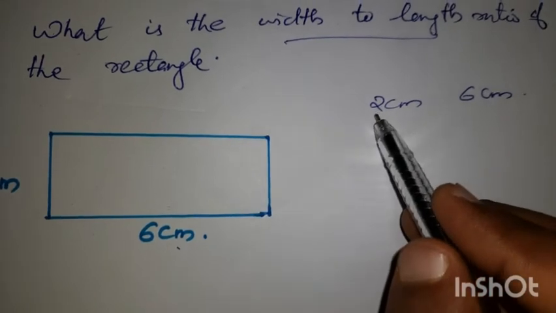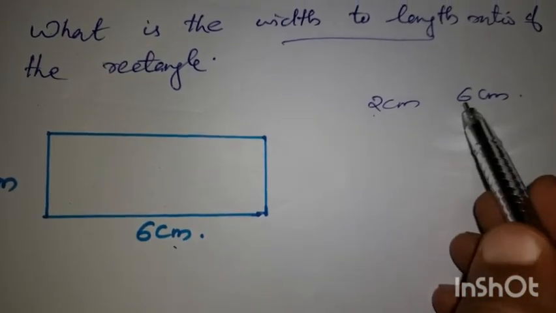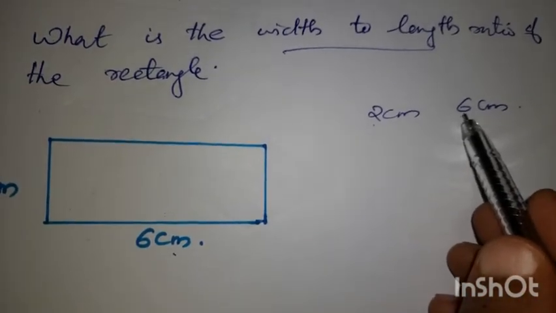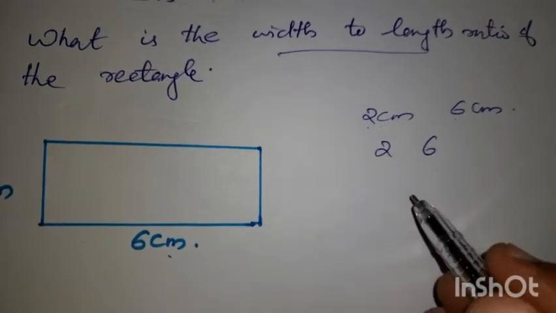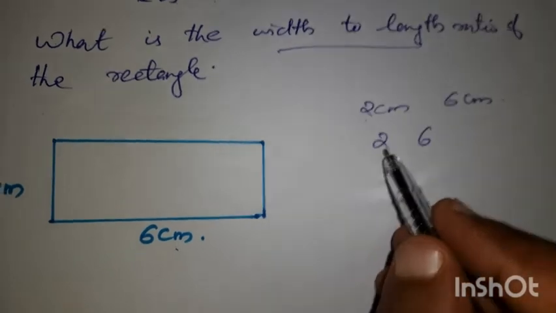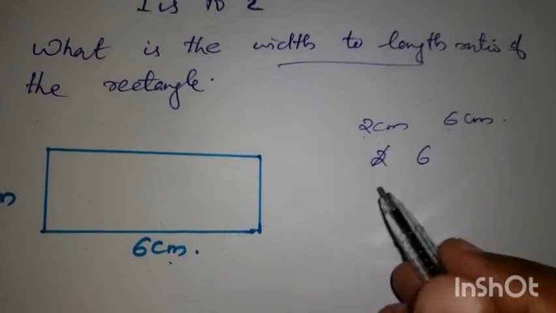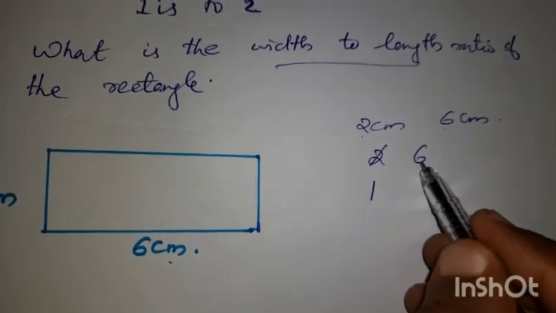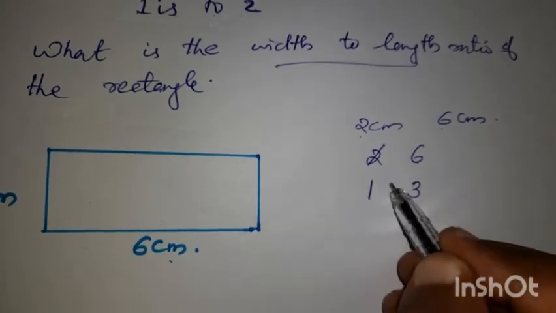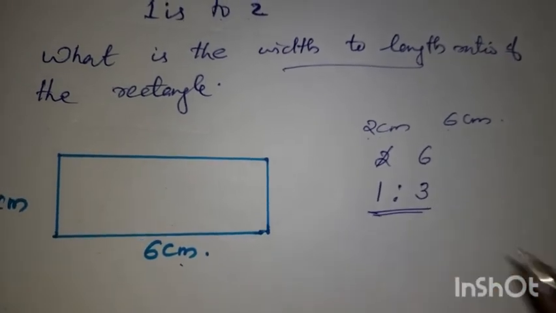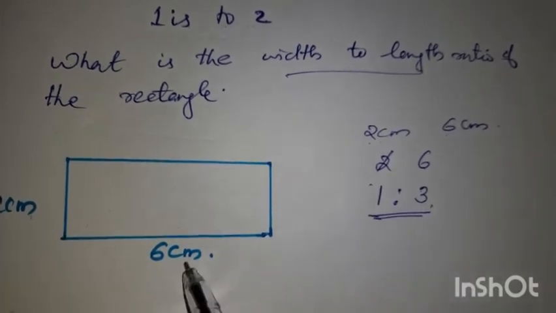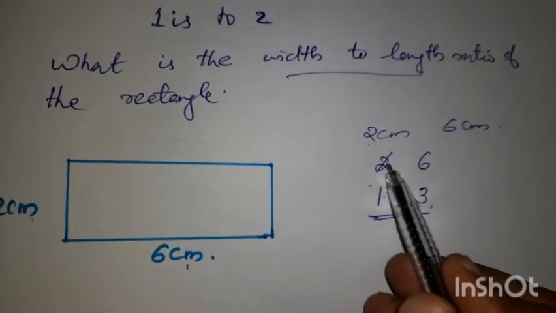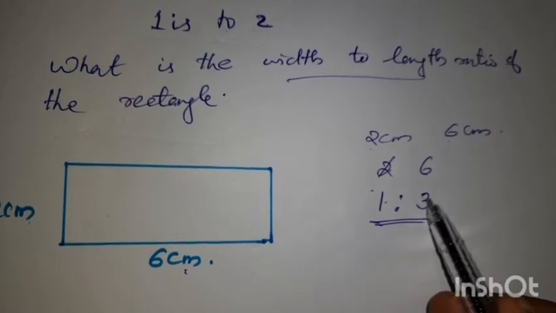So you can see 2 and 6. We can divide 6 by 2. So 2 and 6 are the numbers, and you can commonly divide by 2. If you divide 2, we will get 1. Then if you divide 6, we will get 3. So we get a 1:3 ratio. So the width to length ratio is 1:3. 1 into 2 is 2, 3 into 2 is 6.